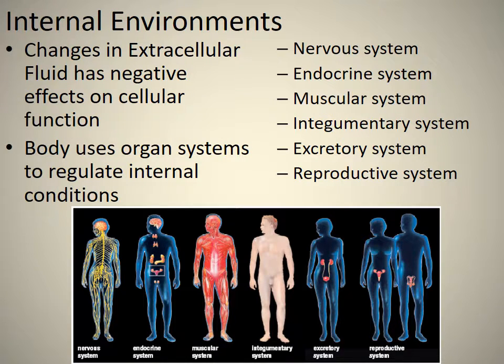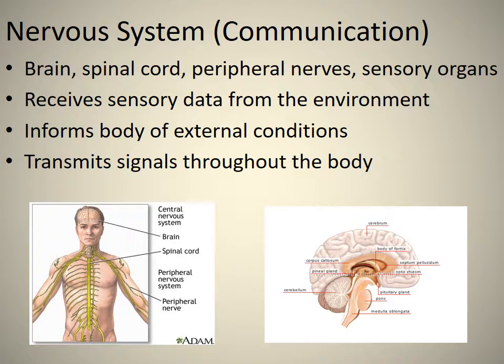So what are we talking about here? Our internal environments. Internal environments are organ systems, and these organ systems work together to keep things in check. When blood glucose levels fall out of check, our body is going to take necessary steps in order to bring proper blood glucose levels back in place. And we're going to talk about some of these organ systems.